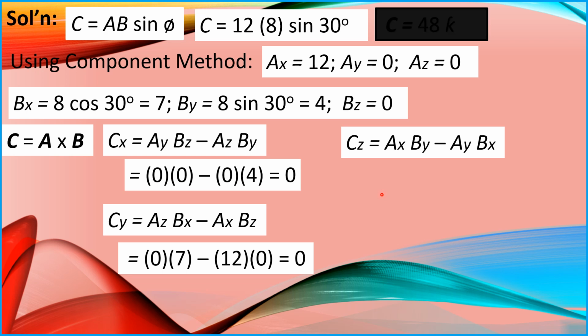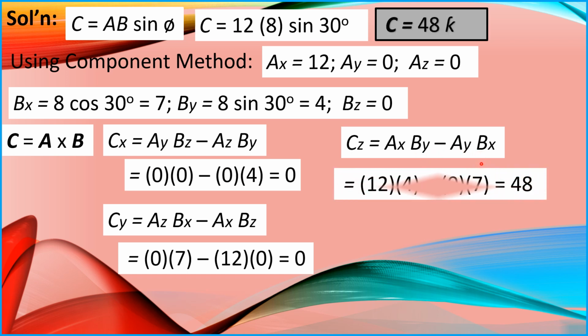For the z component of vector C, the magnitude is equal to ax by minus ay bx. Substituting, ax is 12 units, by is 4. So 12 times 4, that is 48, minus 0, which is ay, multiplied by 7, which is bx. 0 times 7, of course, is 0. So the magnitude of the z component of vector C is equal to 48.